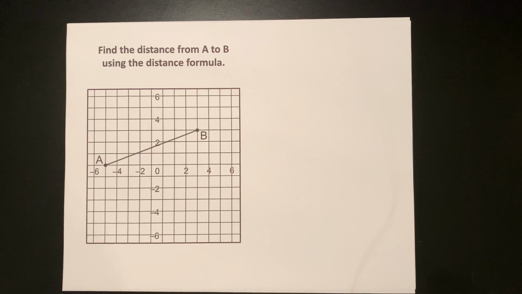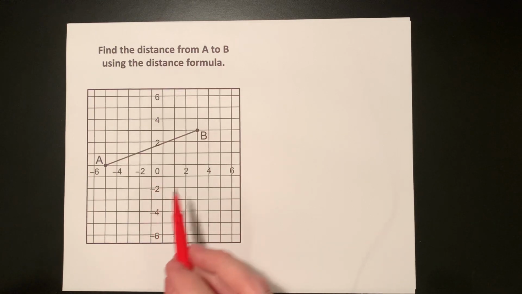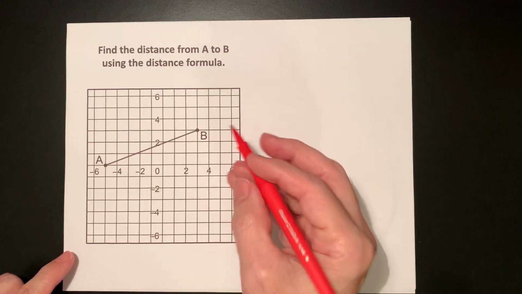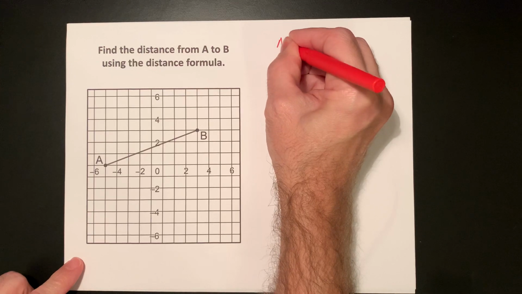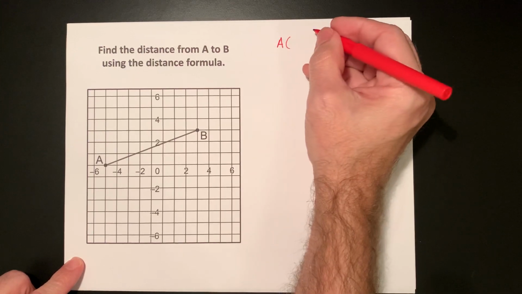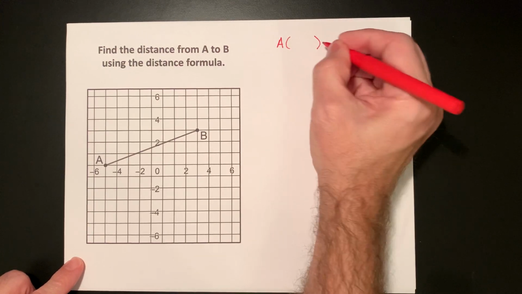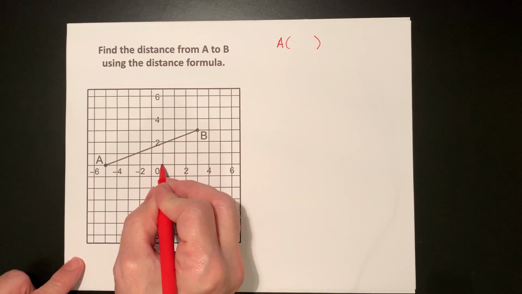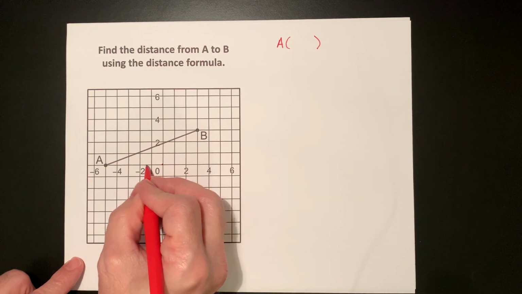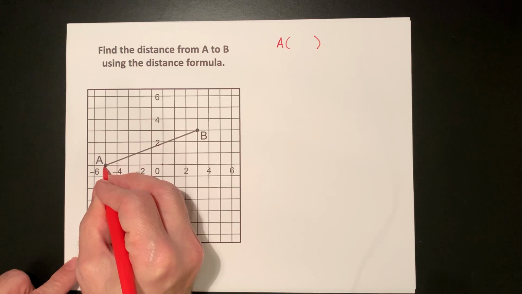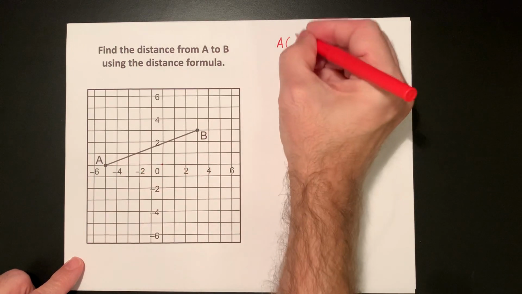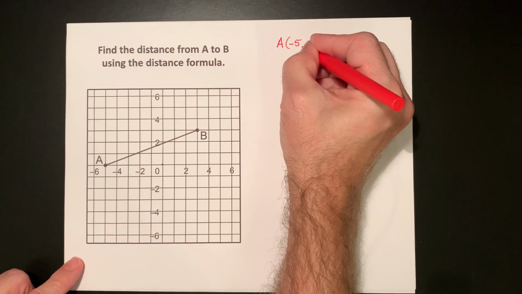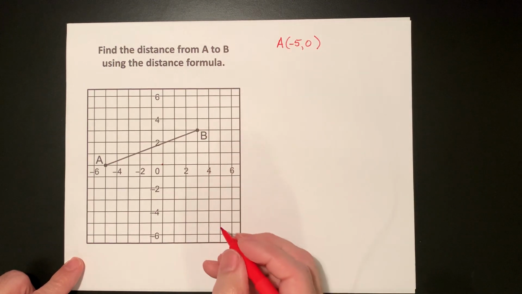Let's begin. As we notice here, we have 2 points on the coordinate grid, point A and point B. We need to identify their address, if you will. Point A, if this is our origin, we have gone to the left 5 and we have not gone up or down at all. So its coordinate is -5 and 0.